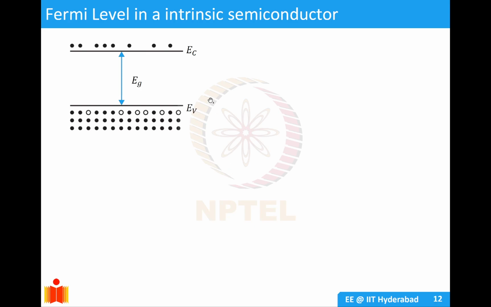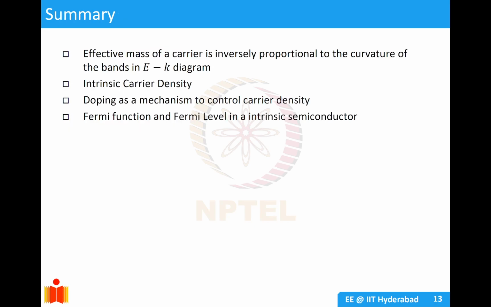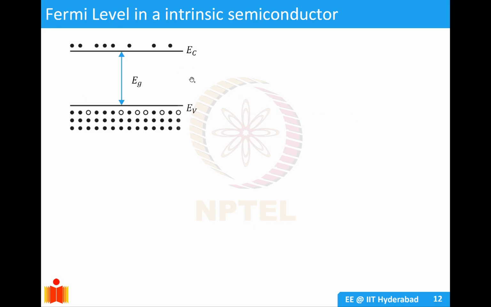And that gives your Fermi level in your semiconductor. For an intrinsic semiconductor, the Fermi level lies near the middle of the band gap. We have already seen that in the initial slides. And for an extrinsic semiconductor, the Fermi level lies closer to the valence band or conduction band depending on the concentration of electrons and holes.